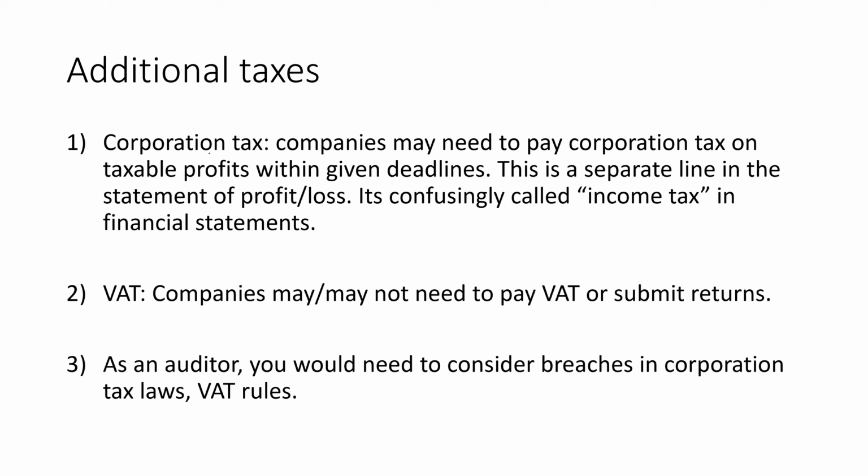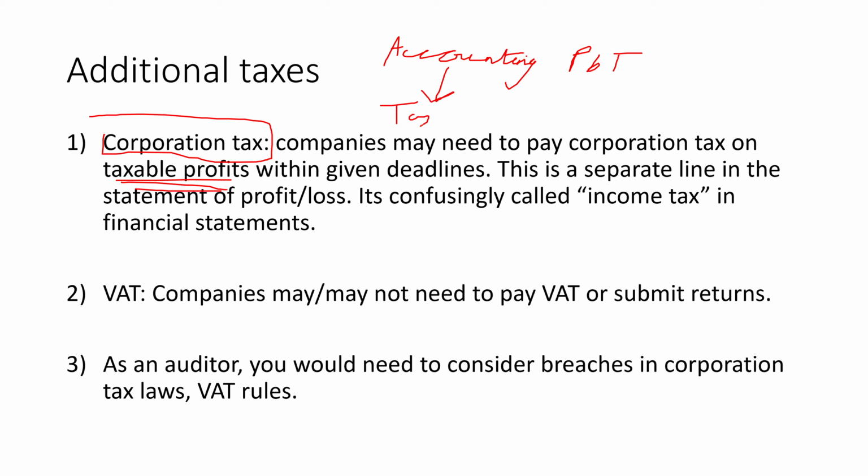So yes, there are additional taxes. There's a tax called corporation tax, and that's on taxable profits. The tax people are given an accounting profit, which is what you'll see in the financial statements, the profit before tax. The tax people will then calculate the taxable profit, and they'll calculate how much tax needs to be paid. Okay, and it's a separate line in the statement of profit and loss.